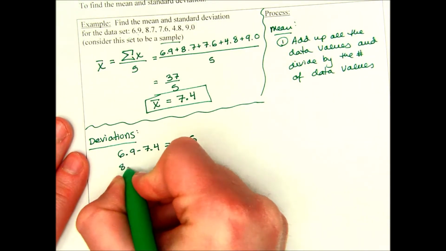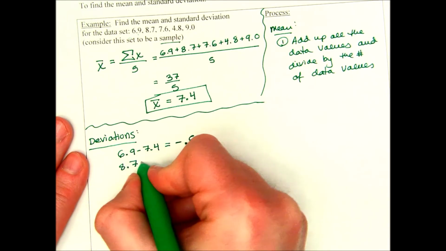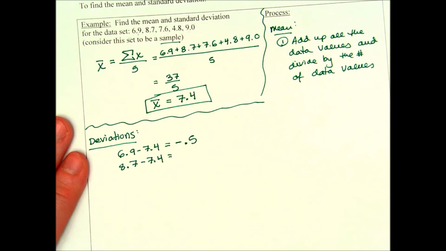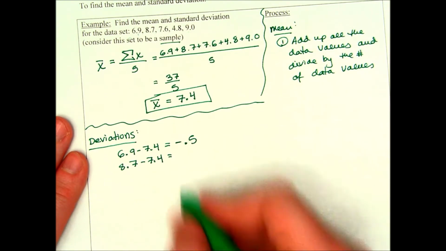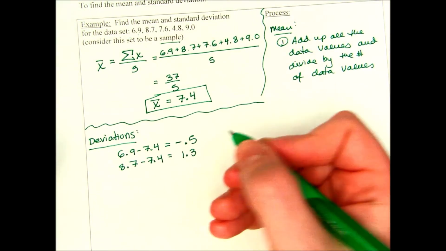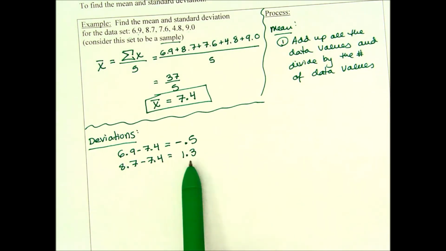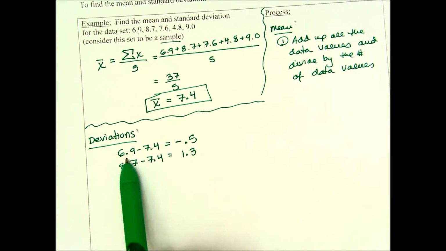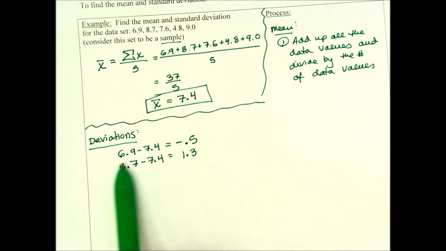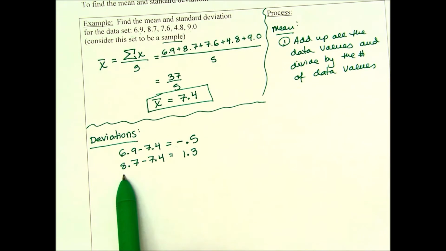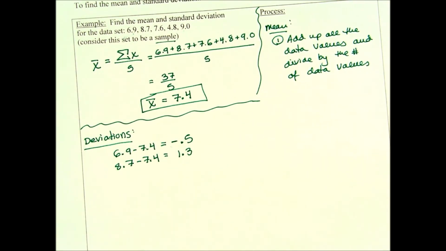My next one, 8.7 minus 7.4. Again, go to the calculator. 1.3 is the deviation of 8.7. How far is 8.7 from the mean? It's 1.3 away. How far is 6.9 from the mean? It's 0.5 away. But 6.9 is below the mean. That's why that one was negative. And 8.7 is above the mean. That's why that deviation was positive. Take a moment and go find the remaining 3 deviations.